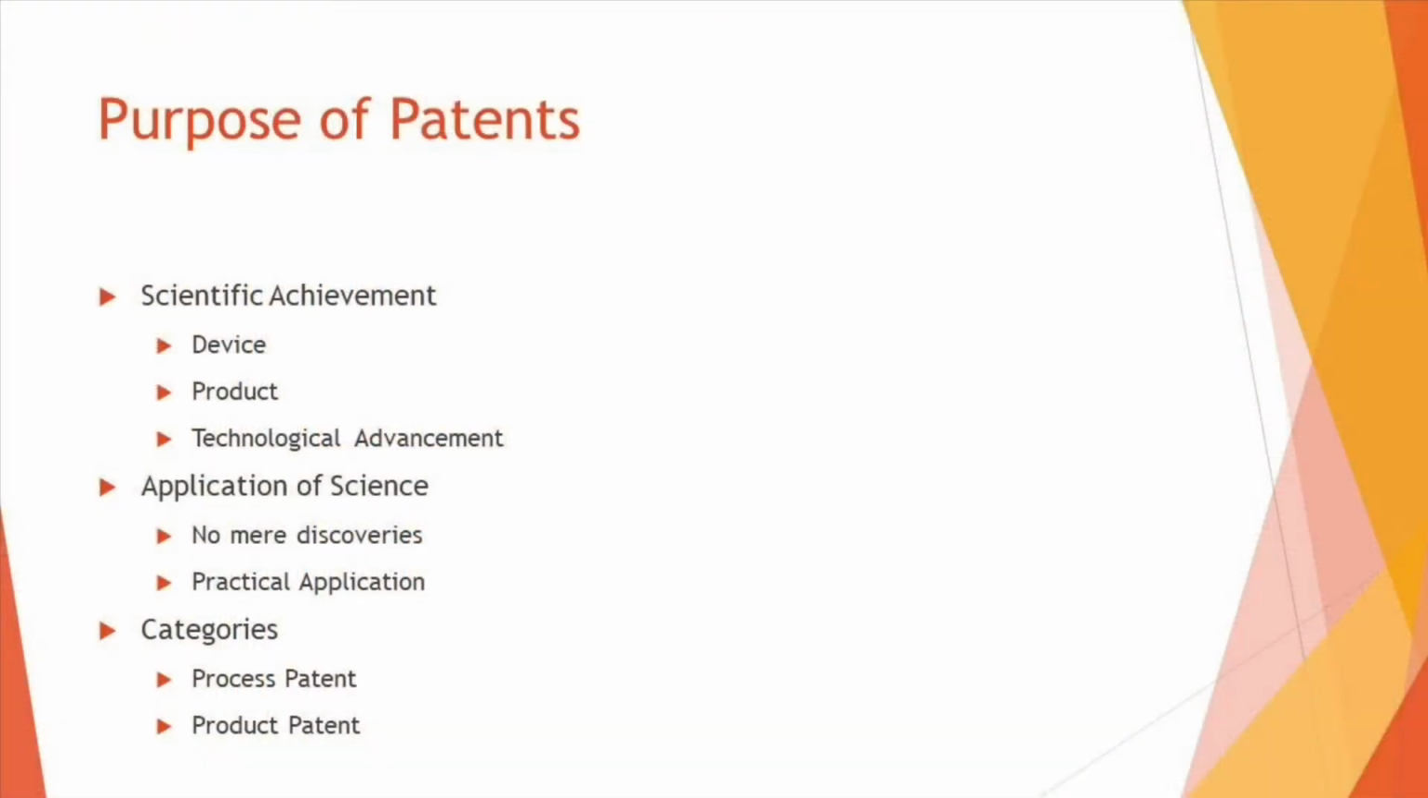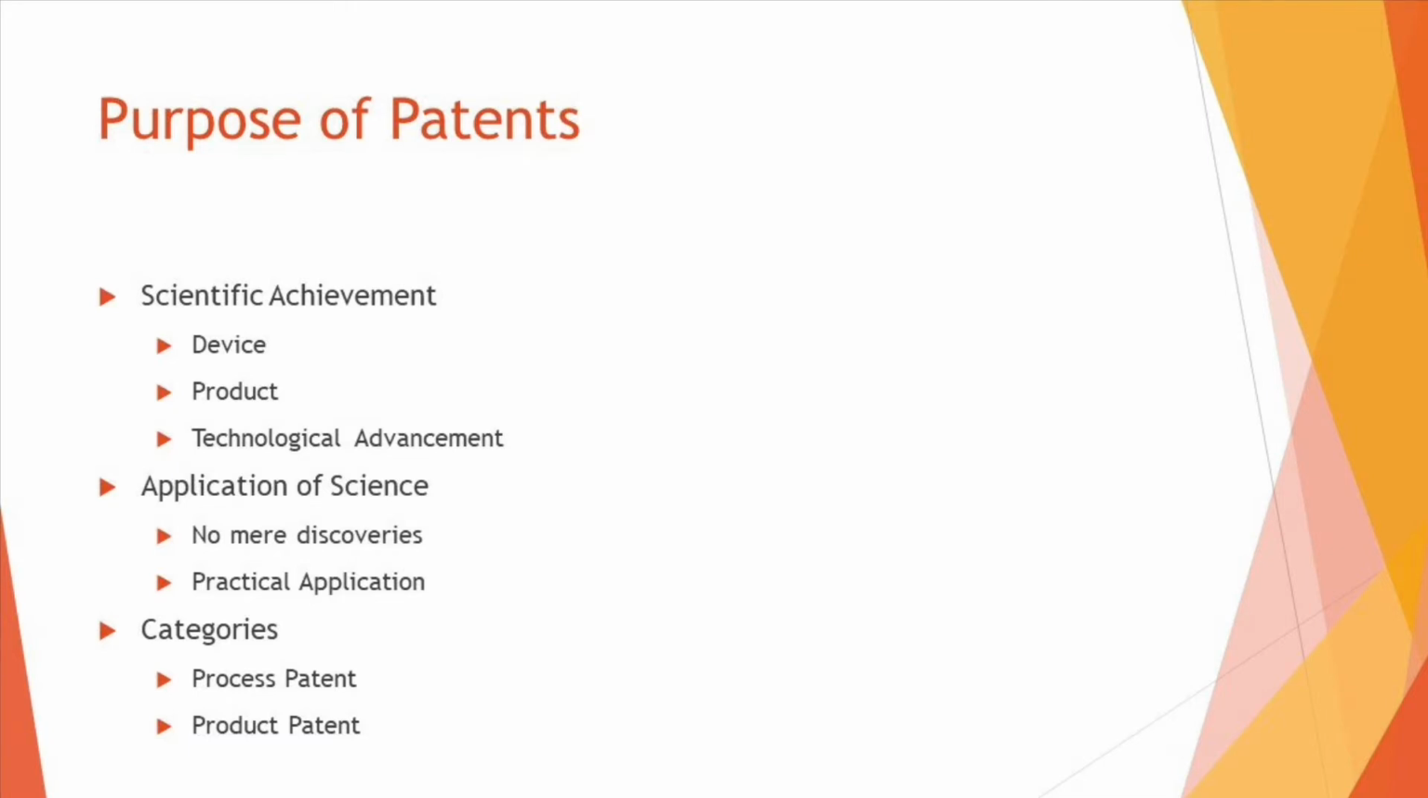A patent is a type of intellectual property that protects scientific achievements. Now, this achievement can take the form of a device, a product, or a technological advancement. But it should be noted that a patent will only protect the application of science, not raw science itself. What this means is a scientific discovery itself is not eligible for patent protection. You need to have a practical application of science in order to apply for a patent.